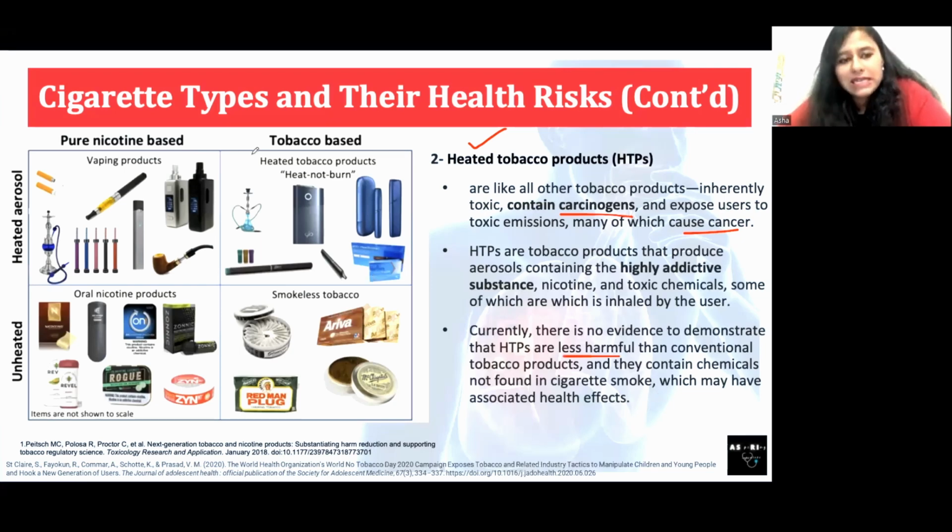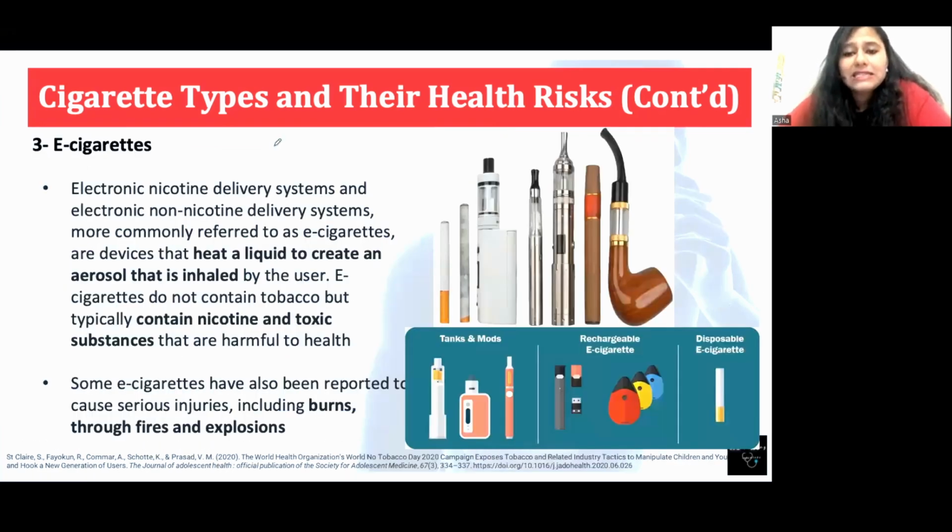Here we can see the different types of tobacco. It brings us a lot of awareness that tobacco is not only in cigarette form, but can be in other kinds of formats as well. We need to bring awareness of what types of tobacco are being sold in public. Another type is e-cigarettes. These are electronic nicotine delivery systems and electronic non-nicotine delivery systems, and they are referred to as e-cigarettes. These devices actually heat the liquid to create an aerosol.